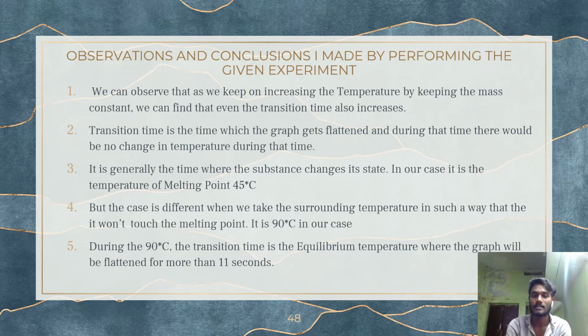But the case is different when we take the surrounding temperature in such a way that it won't touch the melting point. It is 90 degrees centigrade in our case. At 90 degrees centigrade, the transition time is the equilibrium temperature, where the graph will be flattened for more than 11 seconds.